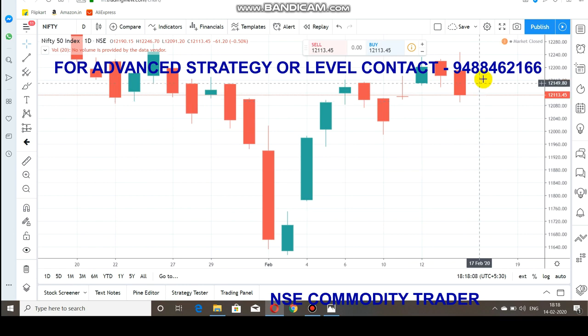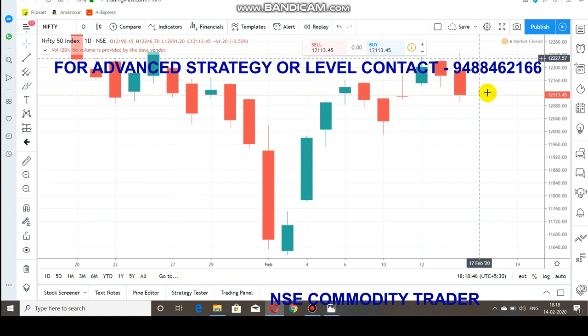On the upper side, the first resistance level is going to be the 12,160 range, because the market is facing strong resistance there. Over the last 2 to 3 weeks, whenever the market came near 12,160, it started rotating or falling. So if the market breaks above 12,160, you can buy Nifty again and expect it to go up to the 12,230 range, because 12,230 is the next resistance level for the coming week.